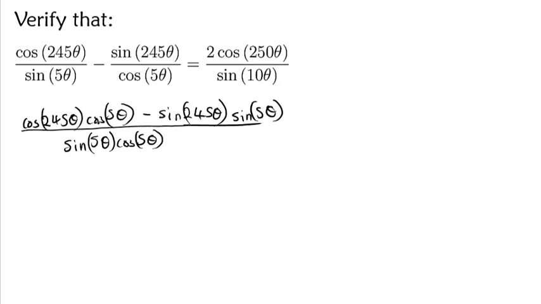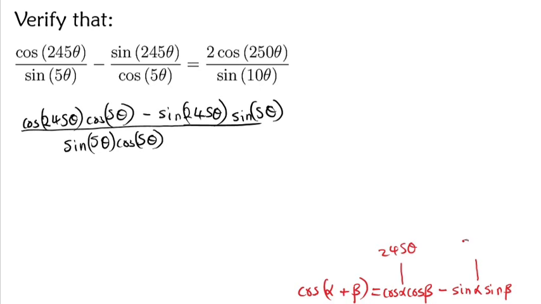So now if you look at what we have in the numerator, this is representing the sum and difference formulas for cos. So the identity goes like this. If I have cos alpha plus beta, the identity is cos alpha cos beta minus sine alpha sine beta. So if I relate it to my numerator, you can clearly see that our alpha is 245 theta, and our beta is 5 theta.